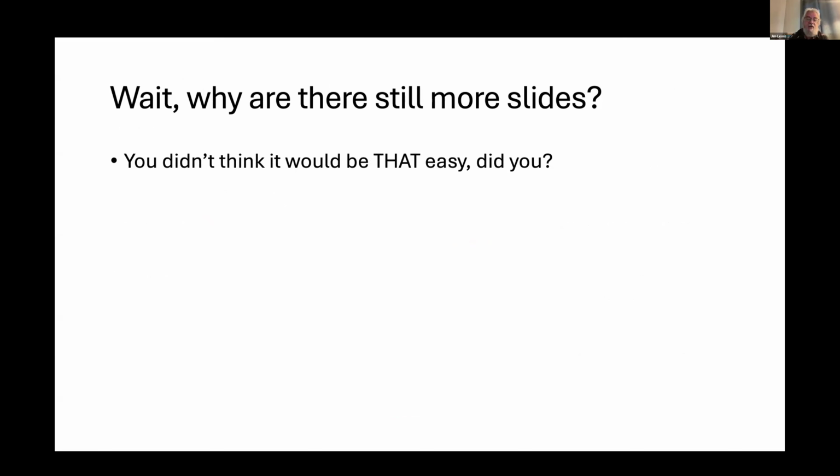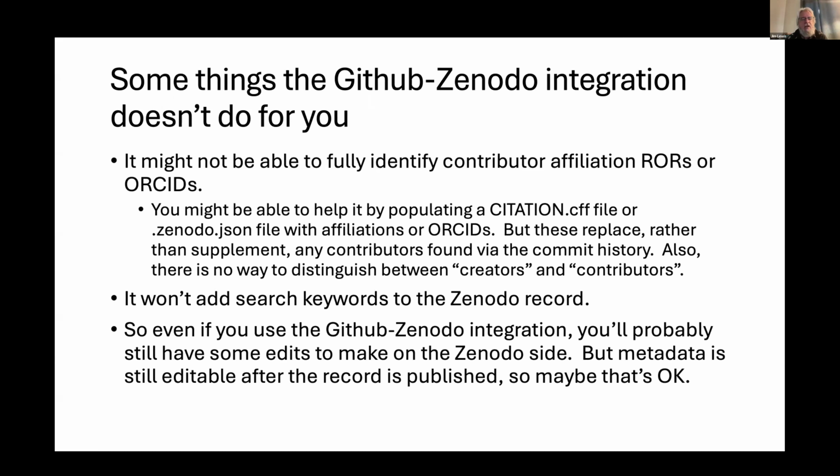Now there are ways to help it out. There's a configuration file, .zenodo.json, and in that you can put JSON, if you name the fields right, with your contributor information and then add affiliation, the RORs or ORCIDs. And then you can also do it via a citation.cff file.